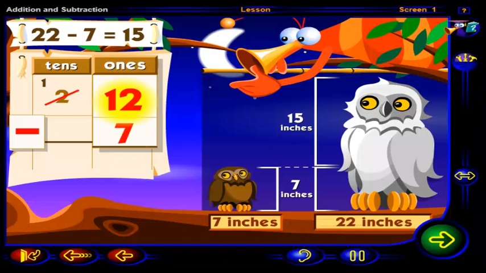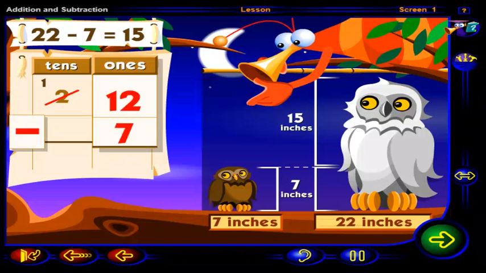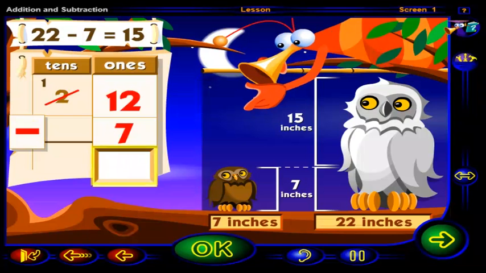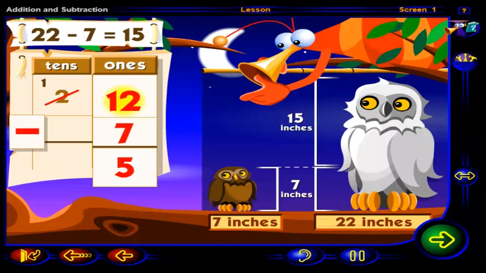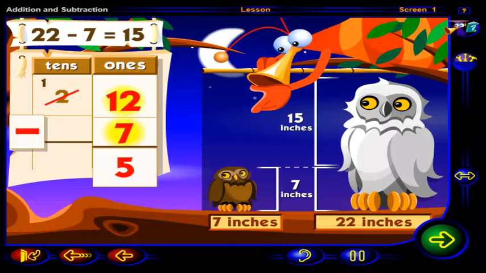What is 12 minus 7? Type your answer in here, and then click OK. That's right. 12 minus 7 is 5.